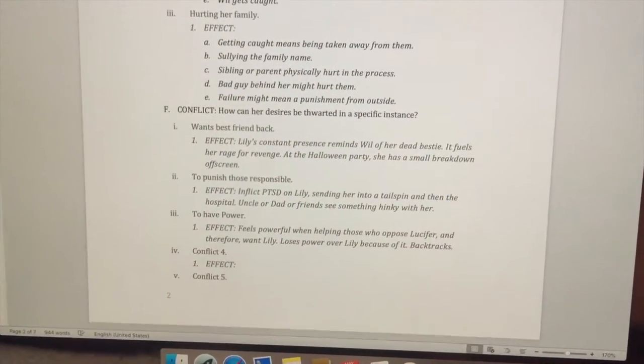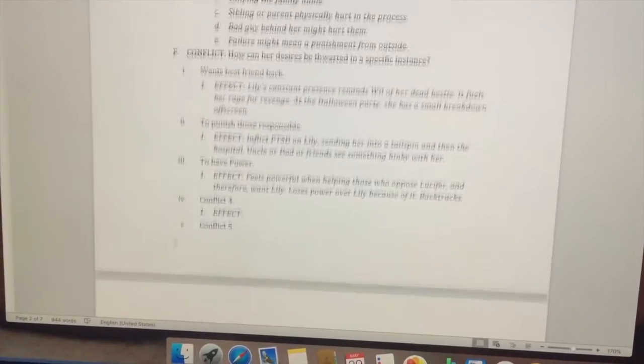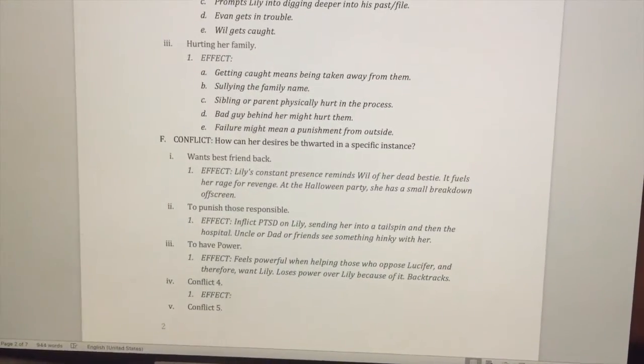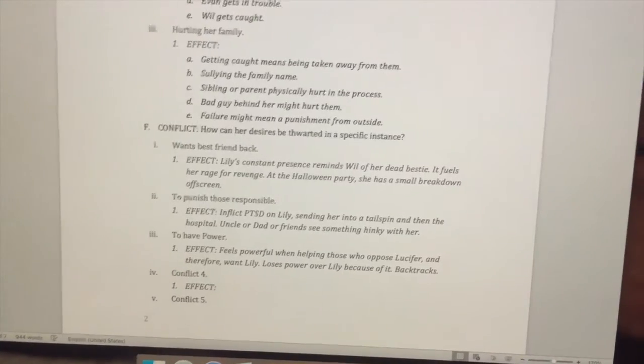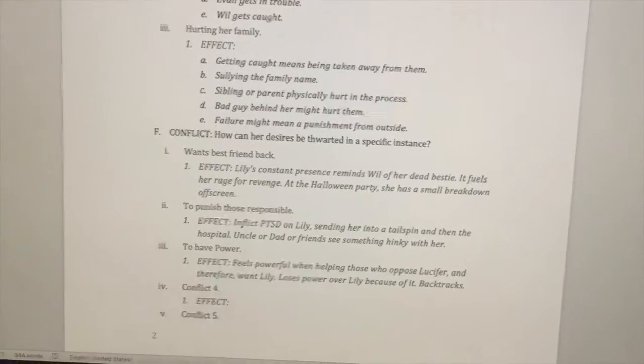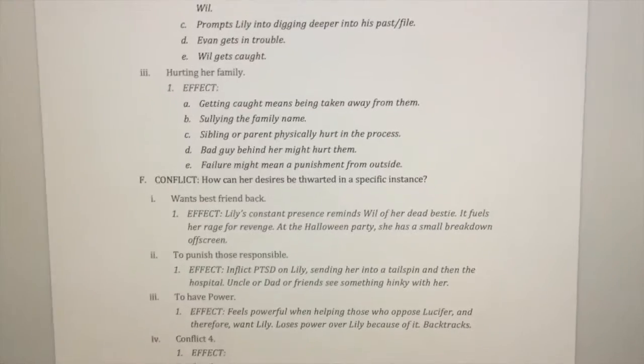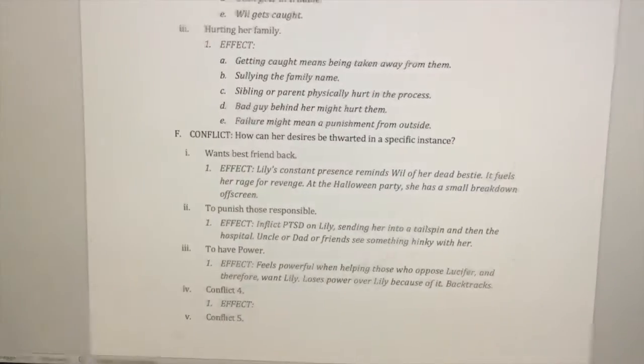Now you see, when I get to the conflict, I only have 3. I have plenty more available to fill out, but I didn't find any more than 3 was necessary because there's so much going on in her backstory that I didn't think I needed more than 3. So really that's it. That's all I needed to do was fill out A through F and discover what the true heart of her motives was.